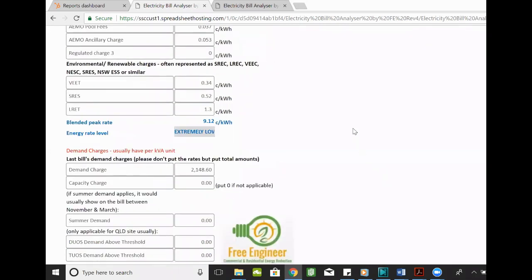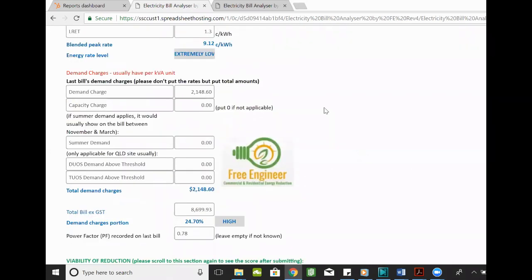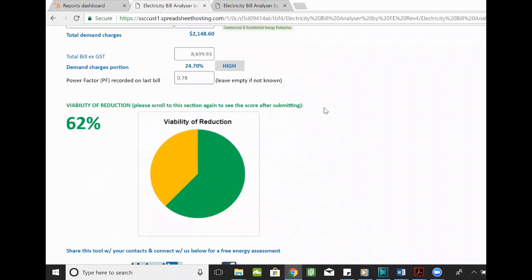If I just bring you down here, this is the outcome of the tool. You can see viability reduction is a score that will gauge and assess, based on your bill and your bill structure, how likely you can reduce and how viable it is to reduce that consumption and those charges.